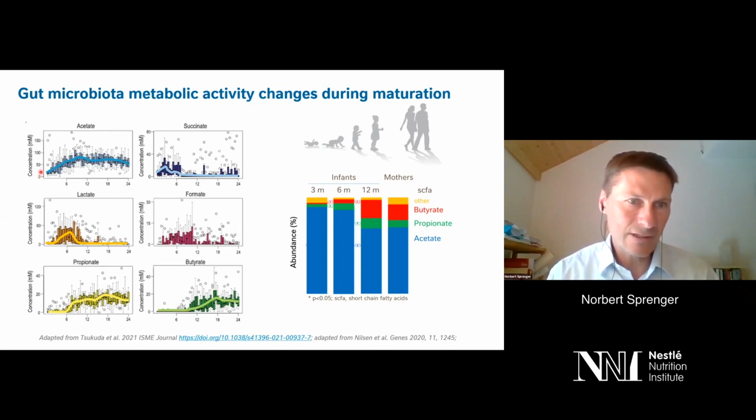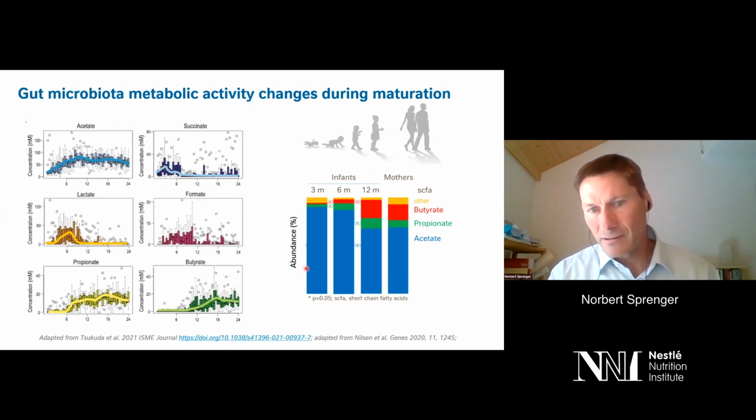So you can see here, for example, the short-chain fatty acid acetate that comes up earlier and then stays more or less stable, while the propionate and butyrate come up later when you diversify the microbiome. So with diversification of the microbiome, you get more of these propionate and butyrate producers. And then you have another metabolite here that is maybe very interesting. It's succinate, which is a very early organic acid in the gut ecology.